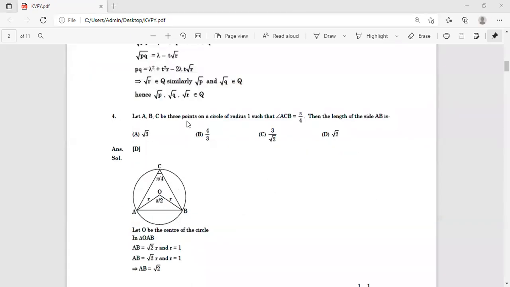Fourth question, A, B, C are 3 points on the circle of radius 1. Angle ACB is 45 degrees. Find the length AB. So it is a very simple question. This is pi by 4, it is given. So the central angle is double of that, 90 degrees. So both radii are 1. So we have to find AB. You can find it by Pythagoras theorem: root of 1 plus 1, root 2. That's all.